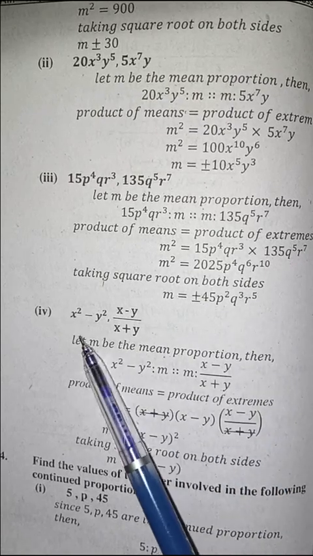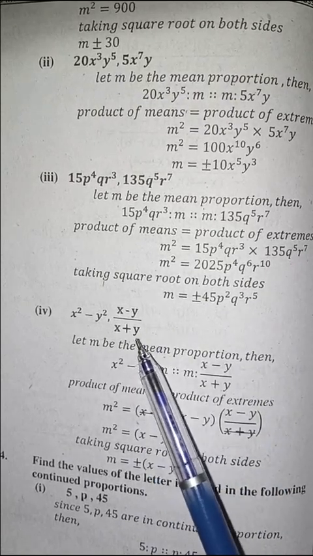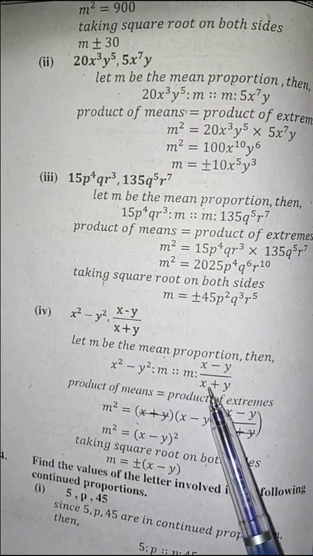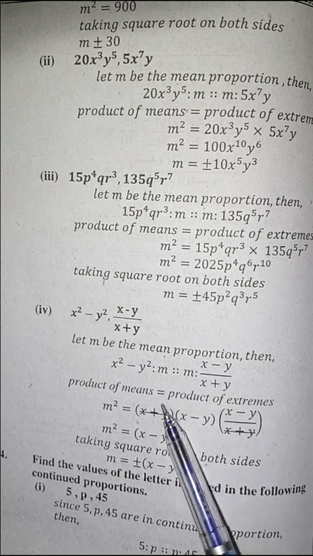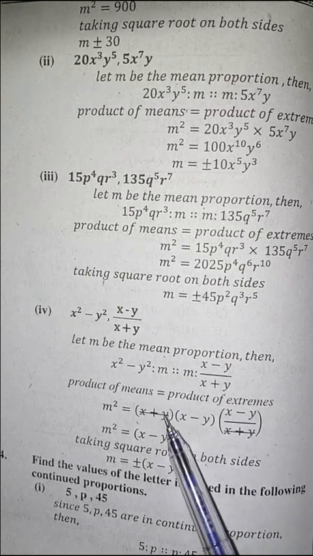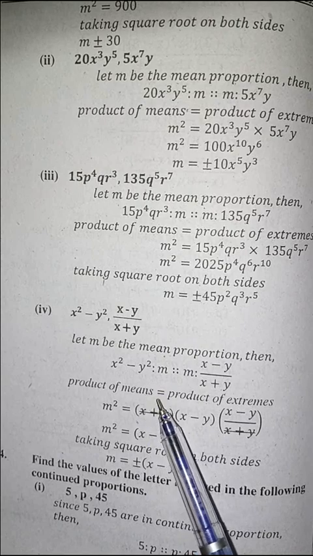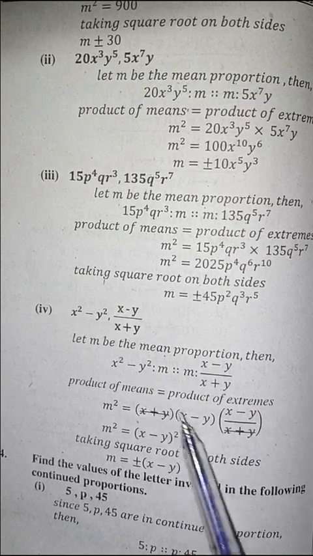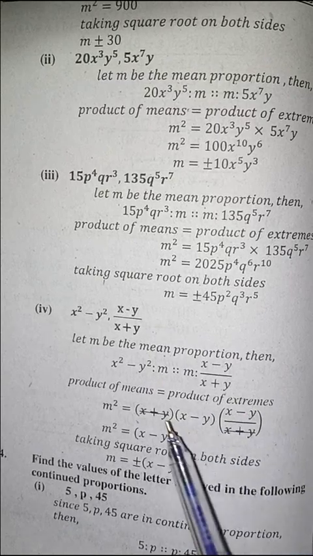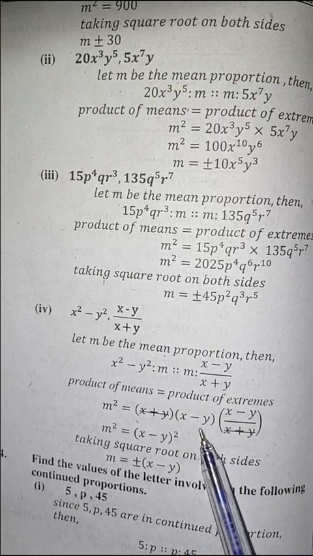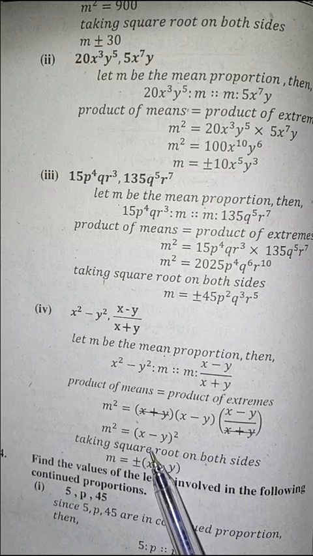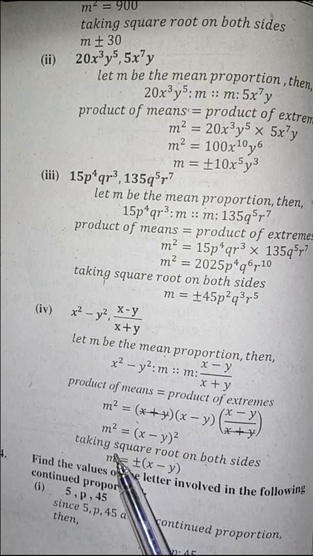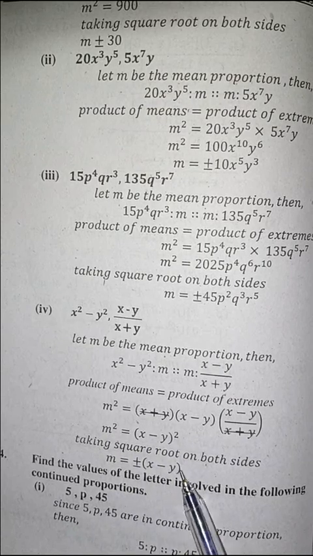Part 4 is x square minus y square and x minus y over x plus y. Let m be the mean proportion, then x square minus y square ratio m proportion m ratio x minus y over x plus y. We know that product of means is equal to product of extremes, so m square is equal to x square minus y square into x minus y over x plus y. And we know that x square minus y square is equal to x minus y into x plus y, x plus y, x plus y cut off. We are left with x minus y into x minus y, which is equal to x minus y whole square. We want only the value of m, so we take square root on both sides. We get m is equal to x minus y.